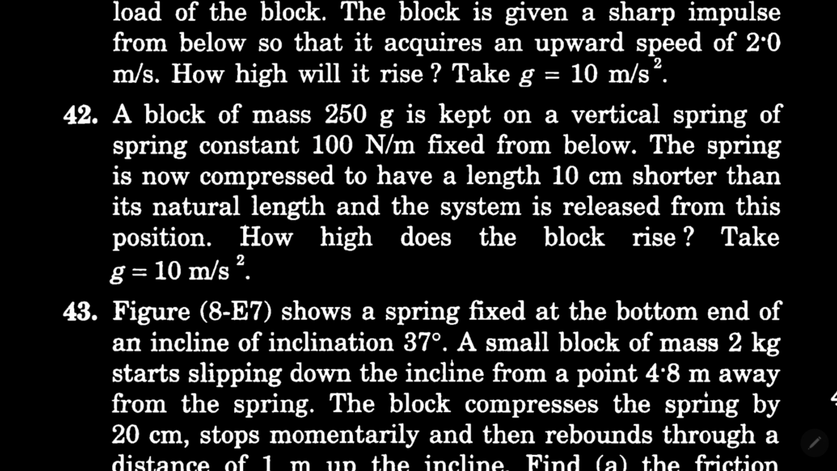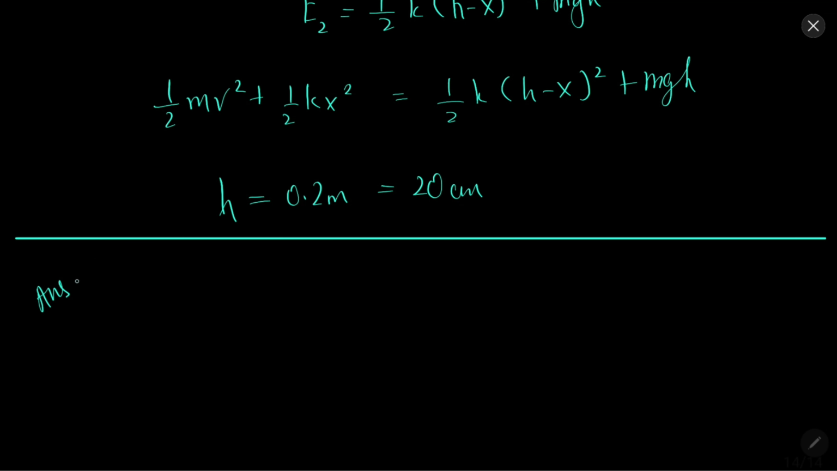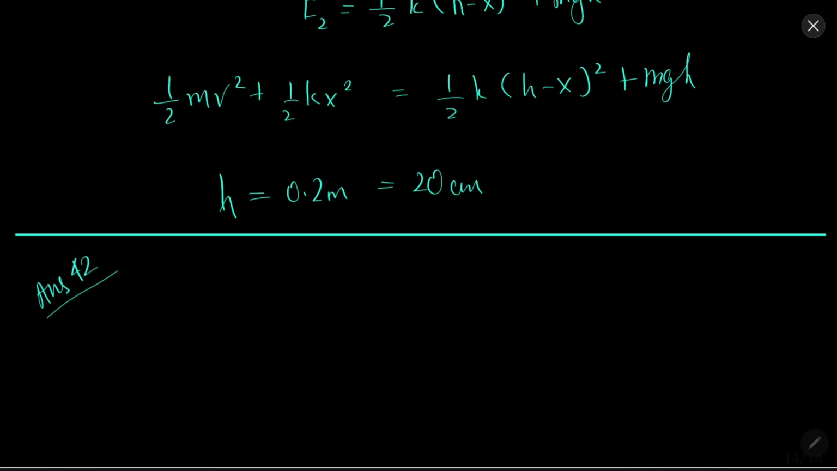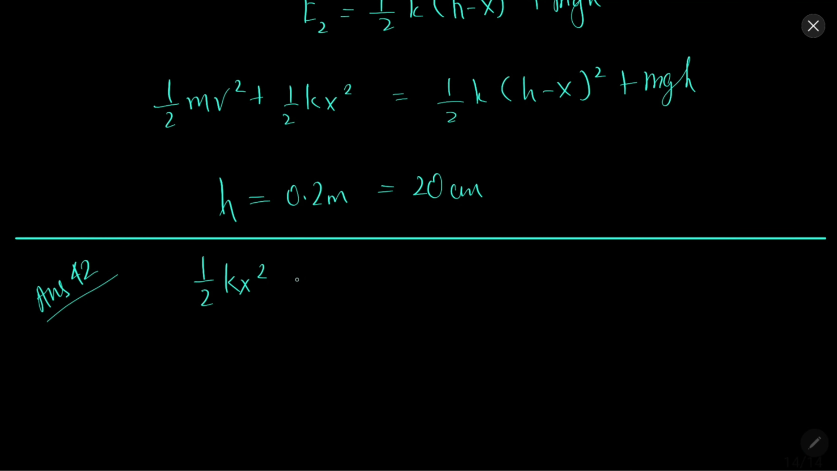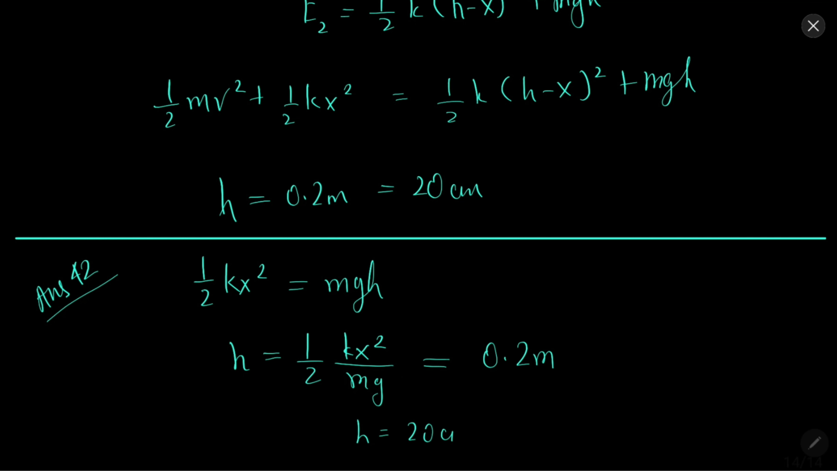In 42, a block is there. The spring is now compressed to have a length 10 centimeters shorter than the natural length. How high does the block rise? So this is 42. Half kx square, the potential energy of the spring, will be equal to the potential energy at height h, because the potential energy of the spring is converted into gravitational potential energy. So h will be half kx square over mg. Putting all the values, you will be able to find 0.2 meter or 20 centimeters.